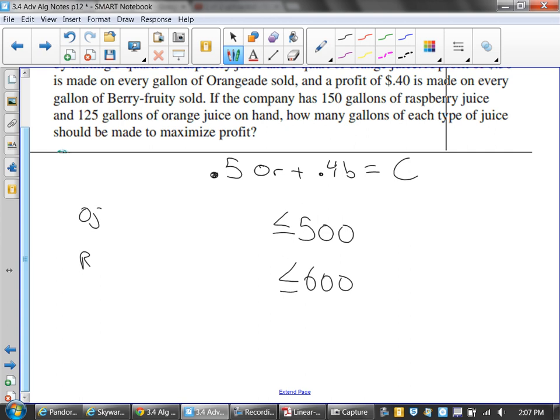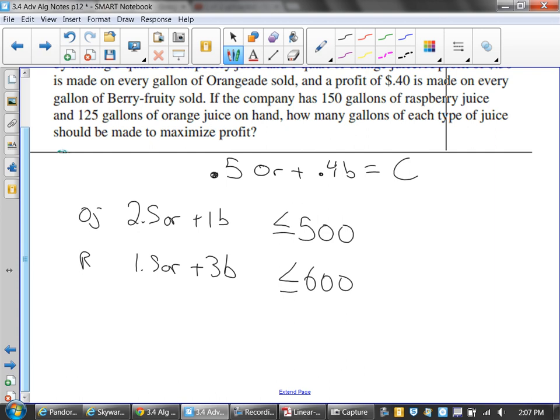From there, I go back and say, well, each drink uses a specific quart amount. Well, the orange drink uses 2.5 quarts and the other one uses 1 quart of orange juice. The other one, as far as raspberry, is 1.5 and 3 of the berry.